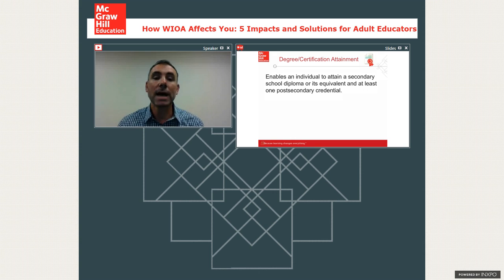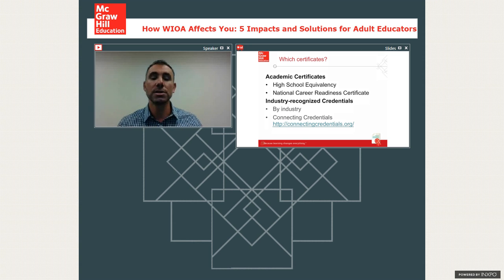The last element of career pathways is degree and certificate attainment. This could be industry recognized credentials. This could be high school equivalency credentials. Again, this is something that's going to be defined by your state. As you are looking at degrees and certificates and credentials, I wanted to bring out something that's important.